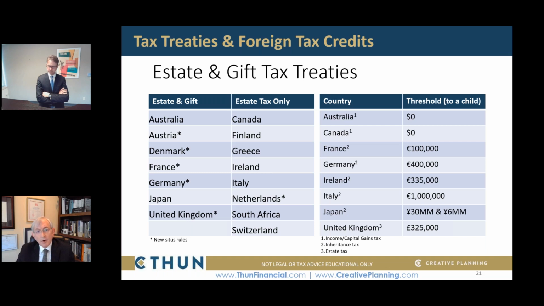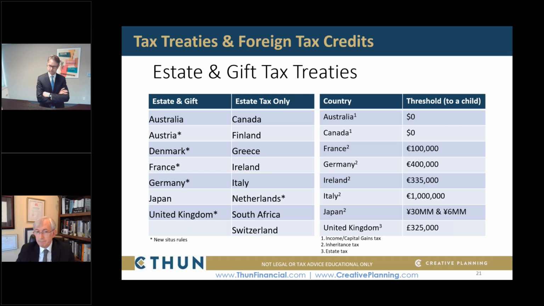Now, importantly, there's an asterisk beside some of these countries, and these are countries which have new situs rules. And in general, the new situs rules mean that anything other than real estate and business assets are not going to be considered to be US situs. If you are a non-resident alien relying on the treaty and looking at what assets of yours might be subject to US estate tax.